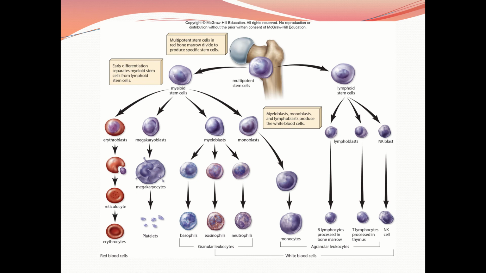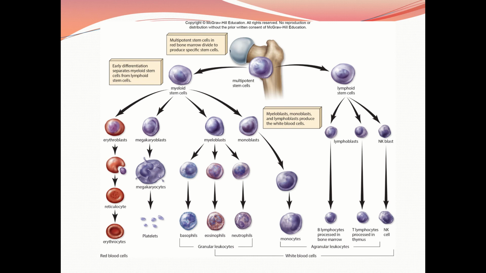The erythroblasts will then differentiate and mature into erythrocytes. Megakaryocytes will actually break apart into platelets. Myeloblasts will differentiate into the granular leukocytes known as basophils, eosinophils, and neutrophils, and monoblasts will differentiate into monocytes. Then the lymphoid stem cells will produce the white blood cells known as B lymphocytes, T lymphocytes, and the natural killer cells.